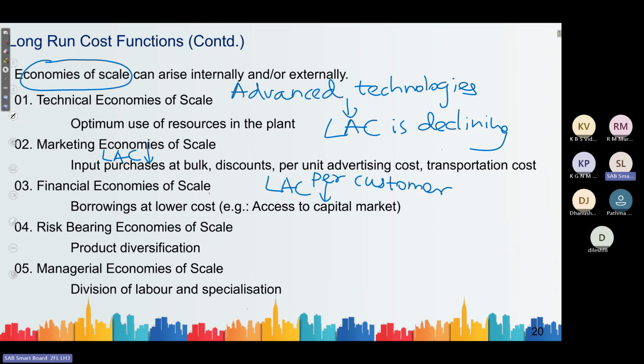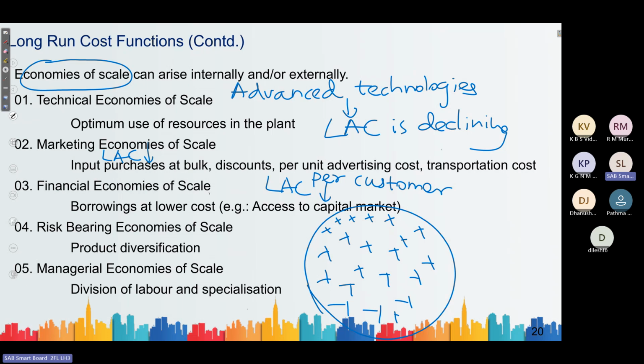Since the firm is producing at a large scale, they can implement huge advertising campaigns covering a vast customer base. When covering a vast customer base using a huge advertising campaign, per customer advertising cost will be lower, and as a result, long run average cost will be declining.